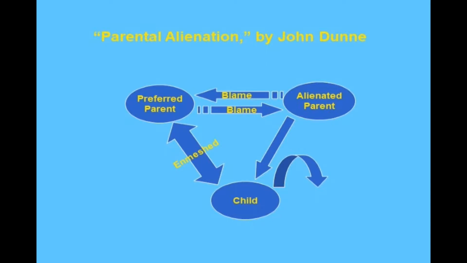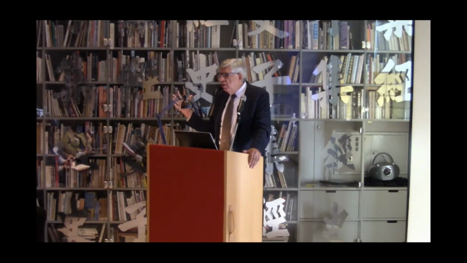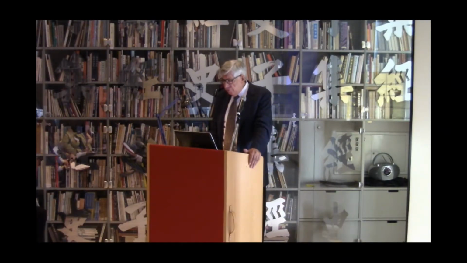Just to make sure we're on the same page, let's briefly clarify mild, moderate, and severe, at least the definitions that some of us use. This is a very simplified definition. Mild is the child doesn't want to go see the other parent, but when he goes, everything is okay. Moderate is the child doesn't want to go see the other parent, and when he goes, he's oppositional and difficult. Severe, the child doesn't want to go see the other parent, and he doesn't go. So that's a very simple way to define mild, moderate, and severe. We might need that later in this presentation.